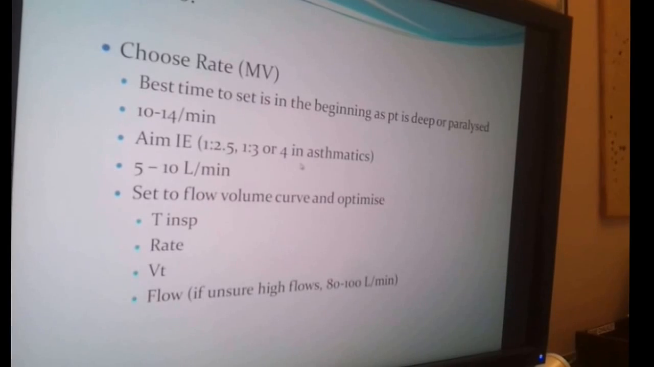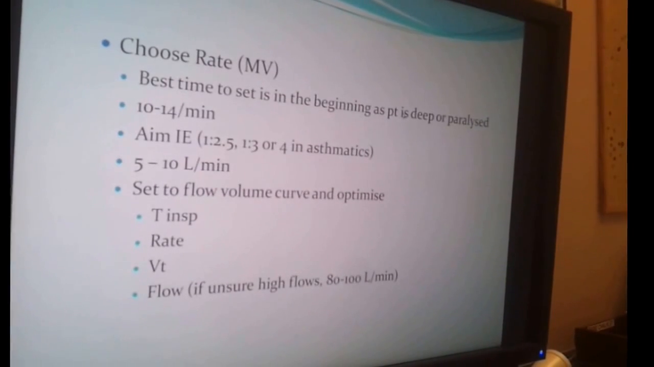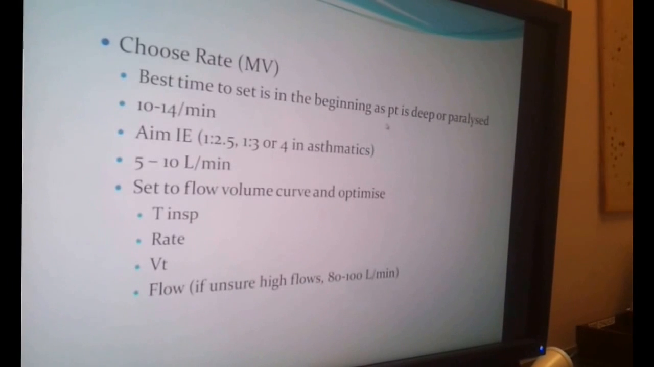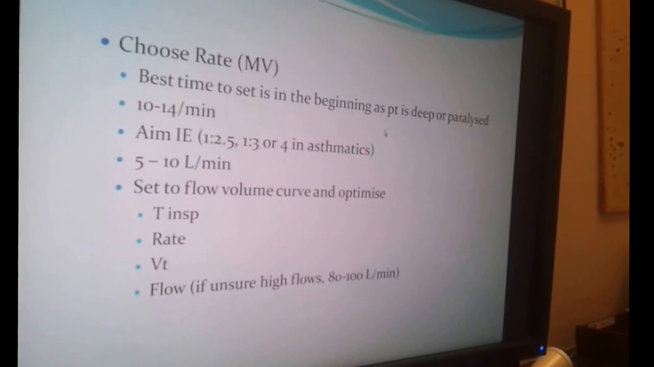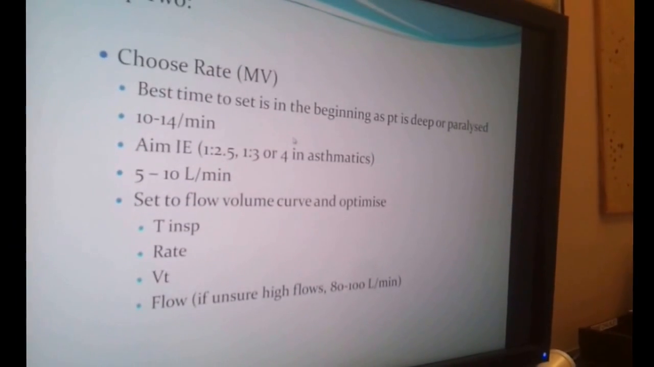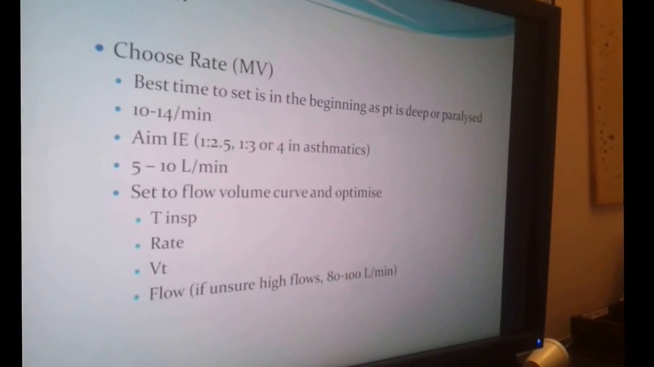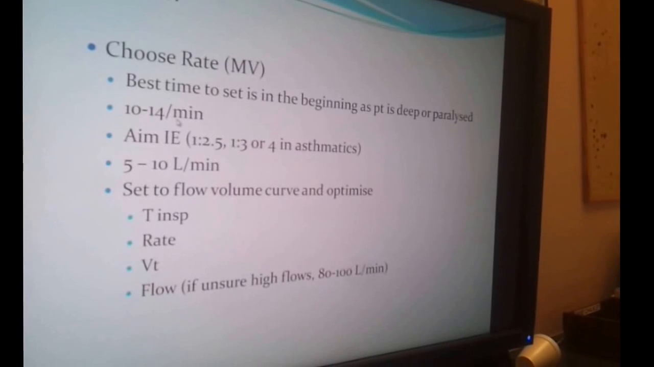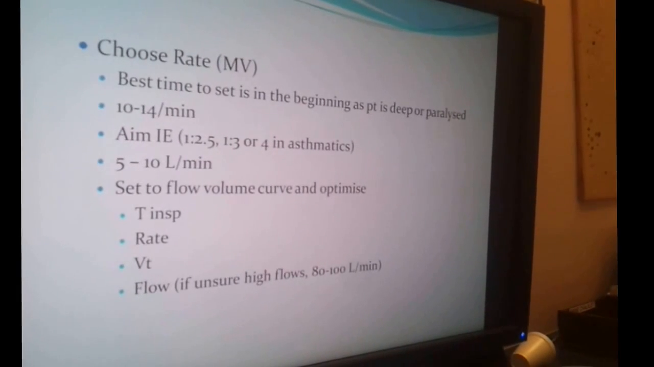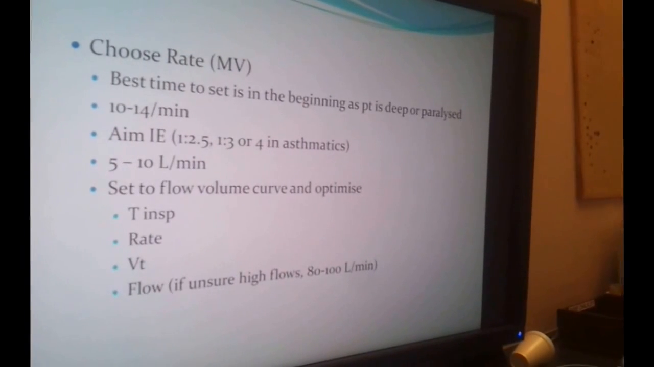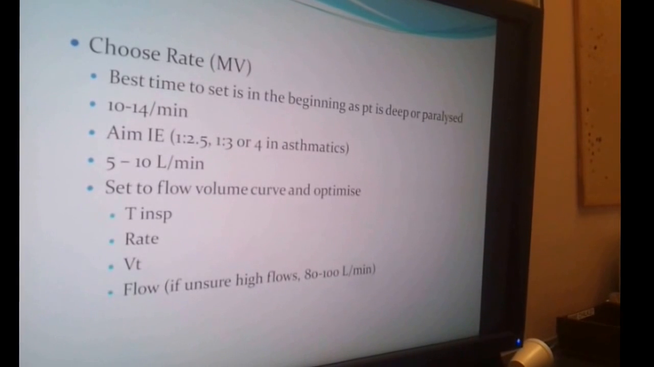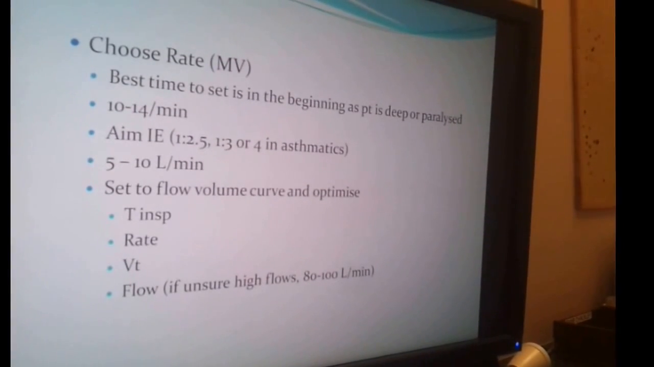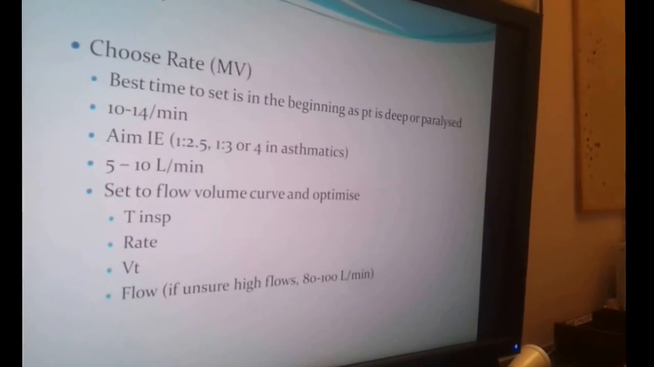Choose rate. The best time is at the beginning when the patient is deep or paralyzed. Why is that? Because it gives you a good indication of the compliance of the lungs without any muscle interference. So choose a rate of 10 to 14, see what volumes they are getting, see their expiratory flows, so you will get an idea where you are starting from. Okay, there is no right or wrong rate, there is no right or wrong volume as long as you are in the same ballpark according to their ideal body weight.